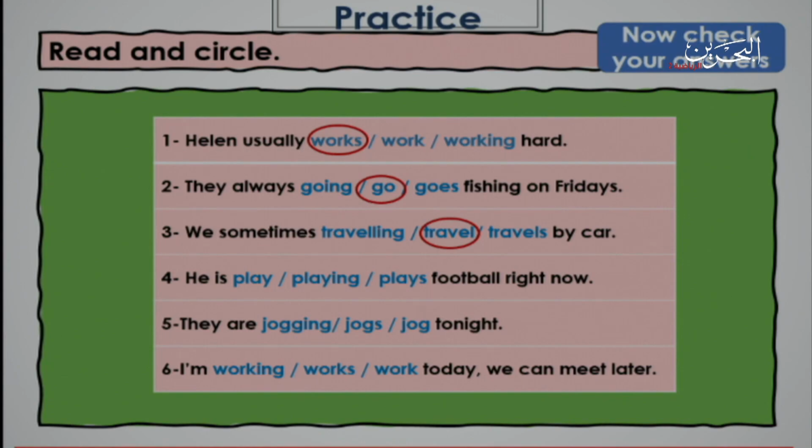Number 4, he is playing football right now. We use playing because it is the present continuous. Number 5, they are jogging tonight. And we have got they are jogging. The last one is, we can meet later, working, works, or work today. Working.